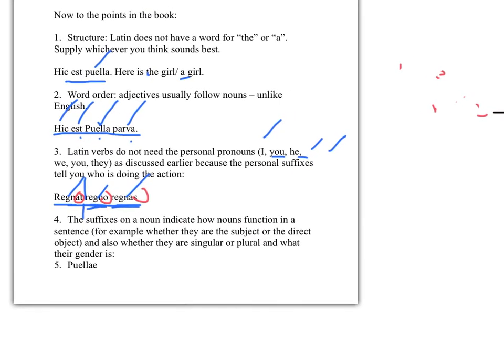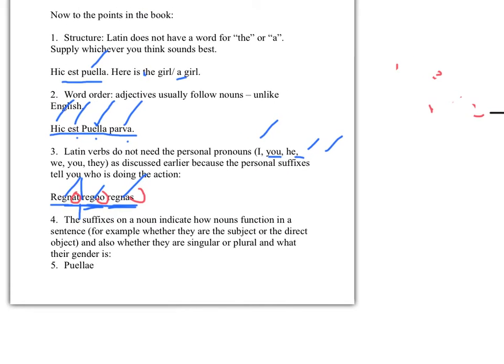The example given in the book, or one of the examples given in the book, is puellae, and that has a different ending than other examples you'll see in the next slide, and that's how you can tell whether they're singular or plural, whether they're the subject or the direct object of the sentence, and also what their gender is. So the endings of nouns tell you the function of the word in the sentence, whether they're singular or plural, and what their gender is. That's 3 pieces of information.